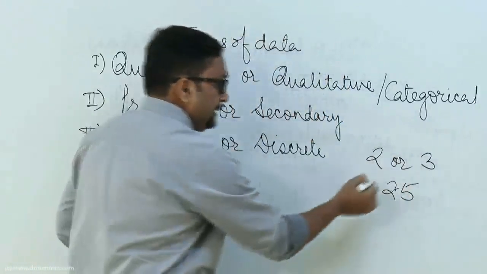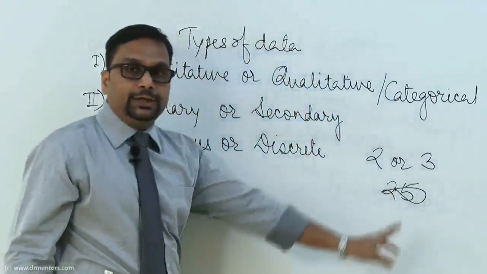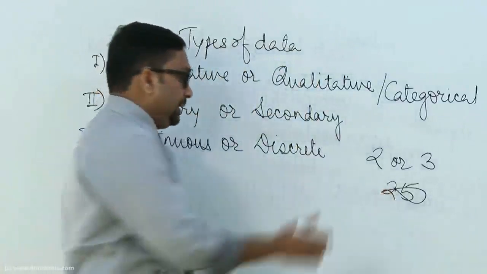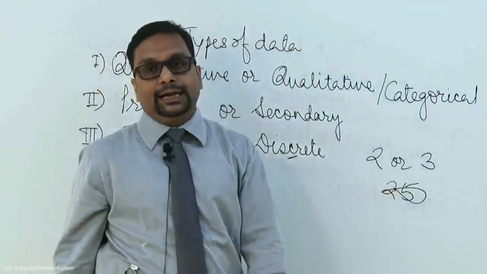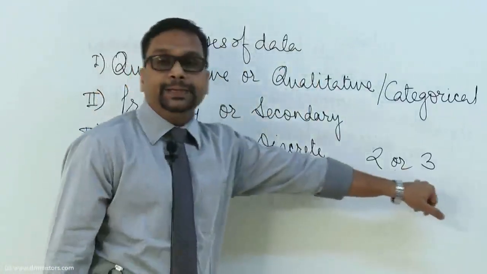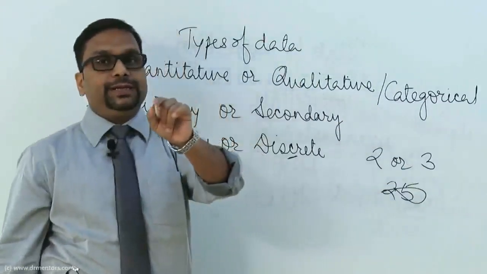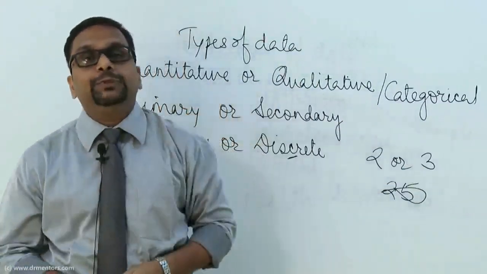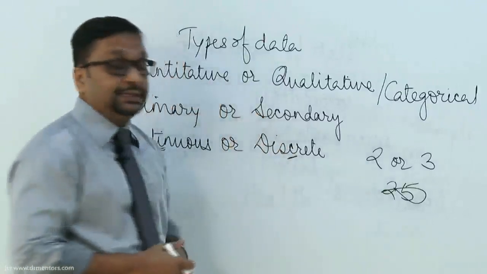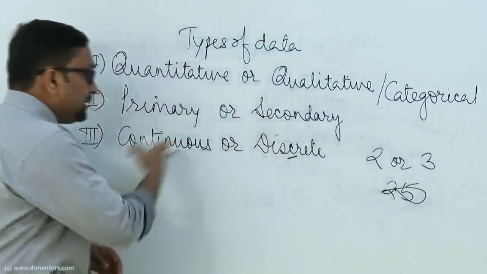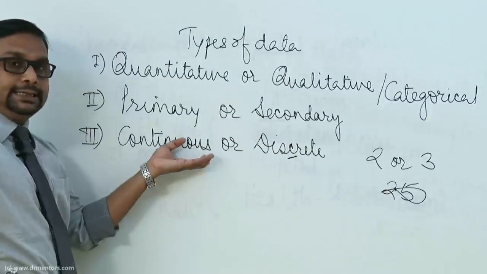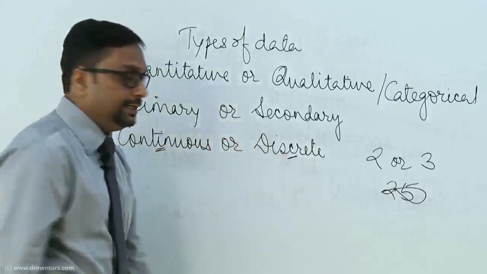And so here, this data cannot take a value like 2.5. So such data is known as discrete data, which will always take a complete number. So the number of children in the family can be 2, can be 3. It cannot be 2.5. This is known as discrete data. So third classification of data says data is either continuous or data is discrete.